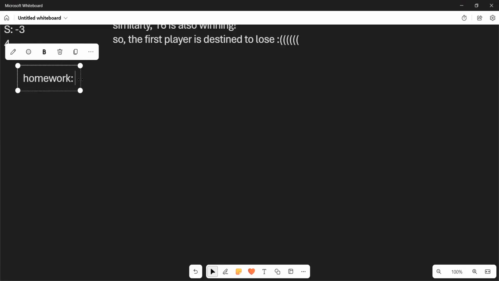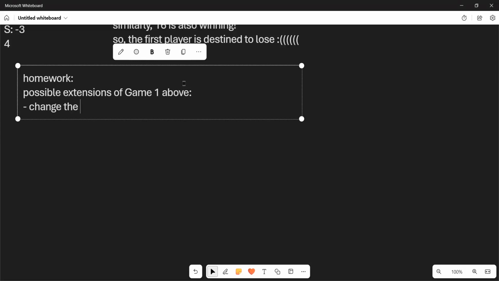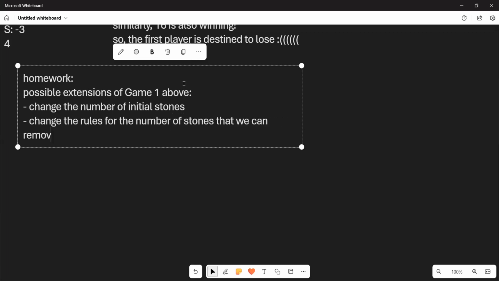Fun, yay. Possible extensions of game 1. It's also known as a NIM game. Possible extensions of game 1 above. So what can we change? One thing we can change is the number of initial stones, or we can change the rules or the number of stones that we can remove.